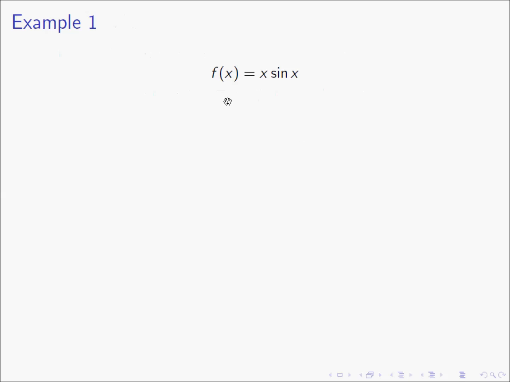As a first example, let's consider this function that we already saw in part 1. F of x equals x sine of x. In this case, we're going to define u of x as a function that equals x and v of x as sine of x. To apply the product rule, we need to know the derivatives of each of these functions. In this case, this is easy. U prime of x is the derivative of x, that's 1. V prime of x is the derivative of sine of x, that's cosine of x.